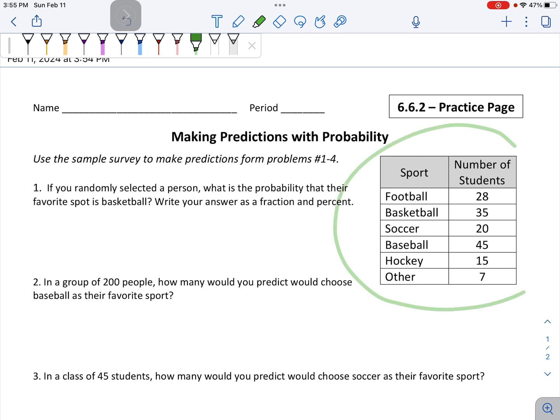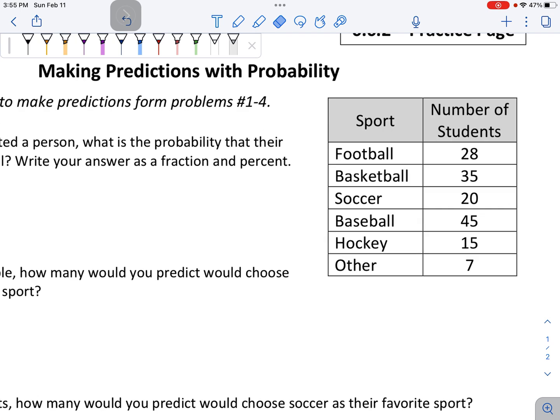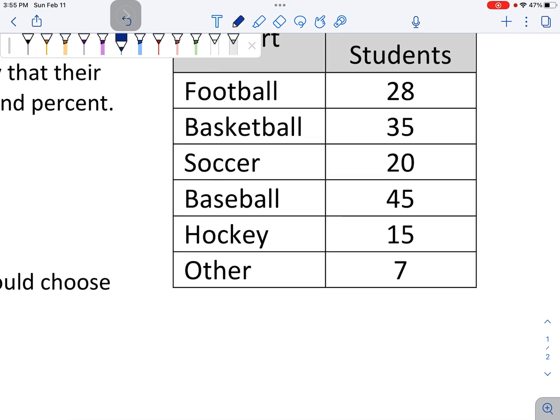You need to use this table for problems 1 through 4. In all of them, you will need to write fractions. And to find a fraction, you have to know the total. So this is all about students who pick favorite sports. So 28 football, 35 basketball, 20 soccer.